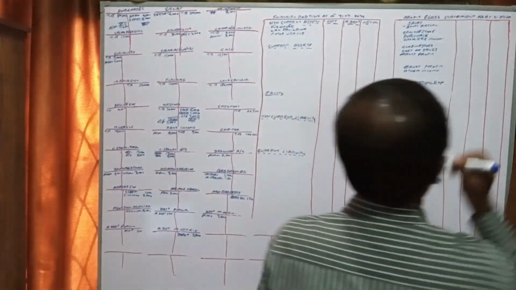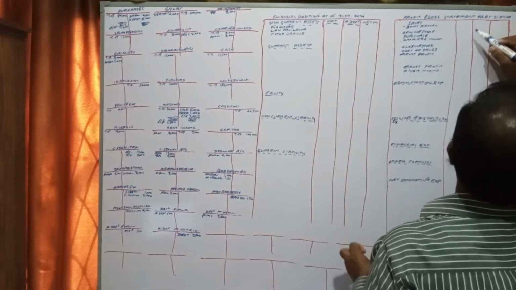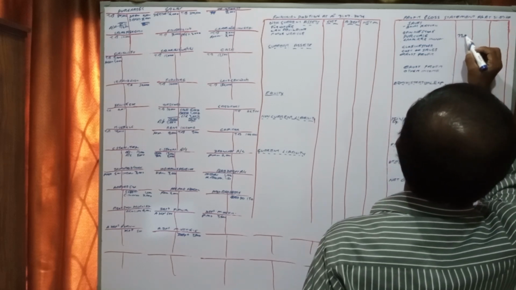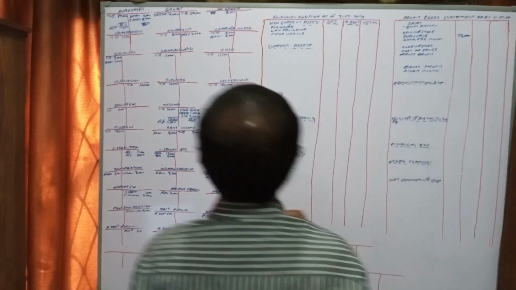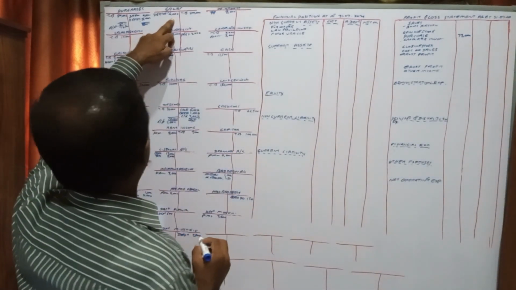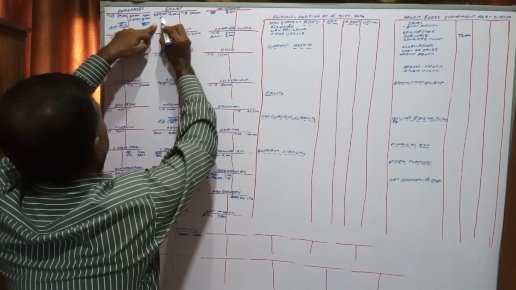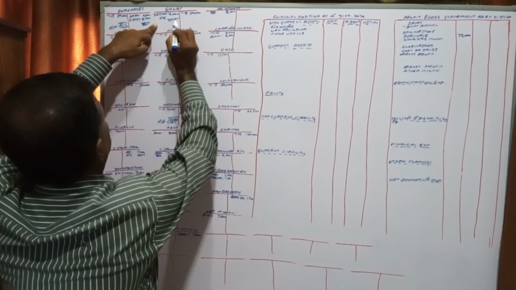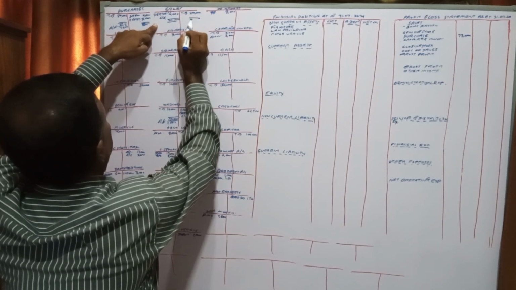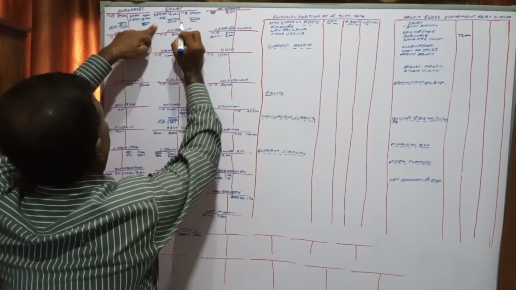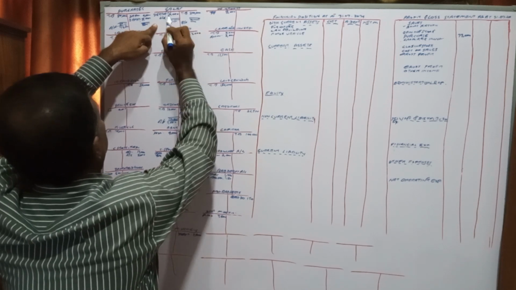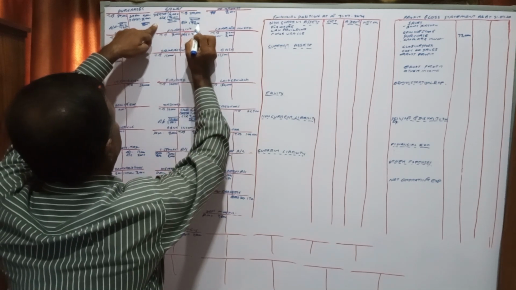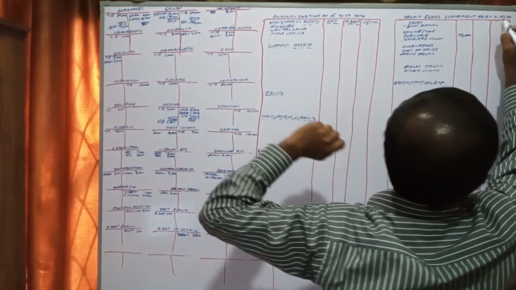right? Purchase account is 73,000, right? And sales account, carried down balance is 200,000. Brought forward 194,000, right? 194,000.